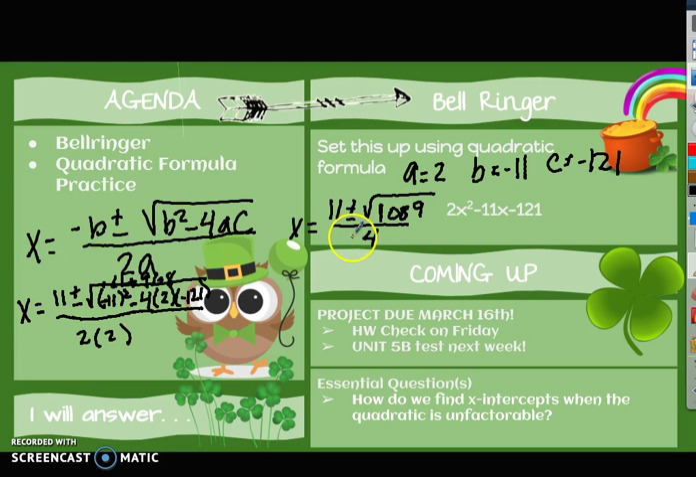So someone put square root of 1089 in your calculator. Do we get 33? It's exactly 33. So we have 11 plus or minus 33 over 4. Now this is where we break off into our two different answers, right? Okay, what's 11 plus 33? 44 over 4. So there's one x-intercept. What's 11 minus 33?